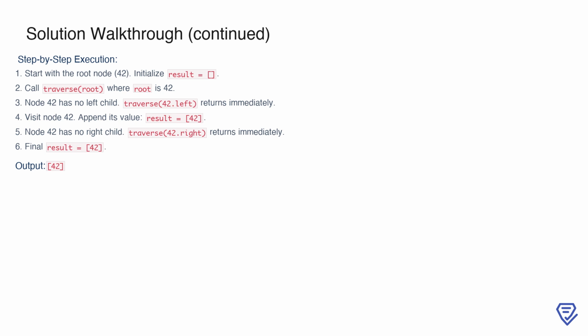Finally, let's look at example 3, which involves a single node tree. The only node in the tree is 42. We initialize an empty result list and start at the root node, which is 42. Since it has no left child, the recursive call to traverse its left subtree returns immediately. We then visit node 42 and append its value to the result list, giving us result equals 42. With no right child, the traversal is complete, and the final result for this tree is 42.